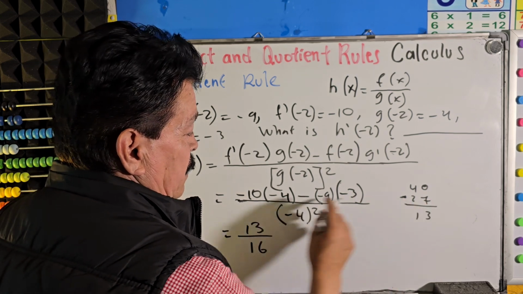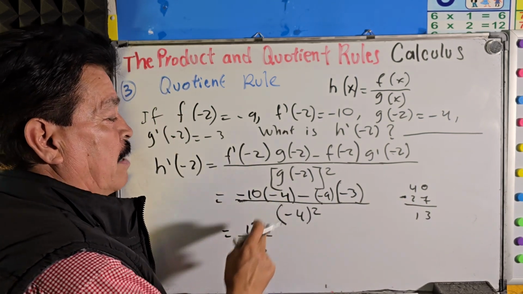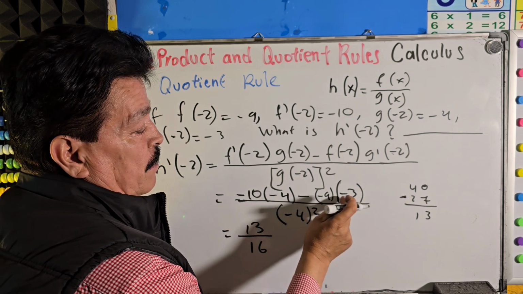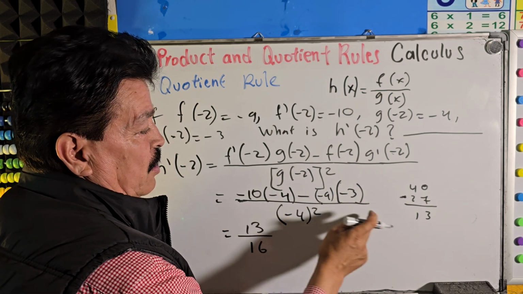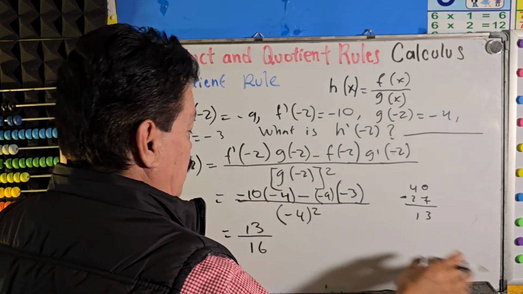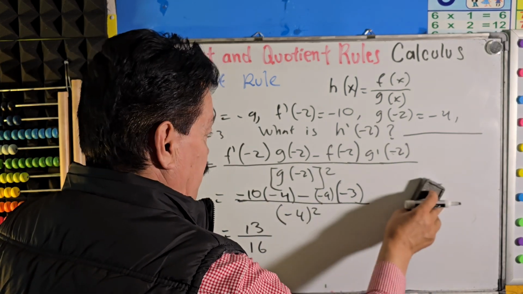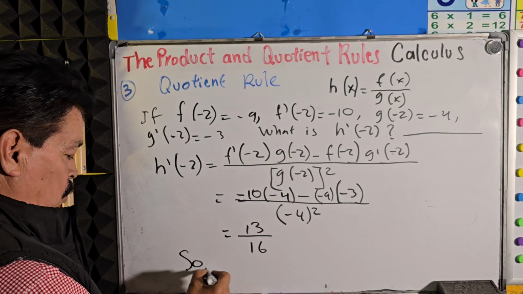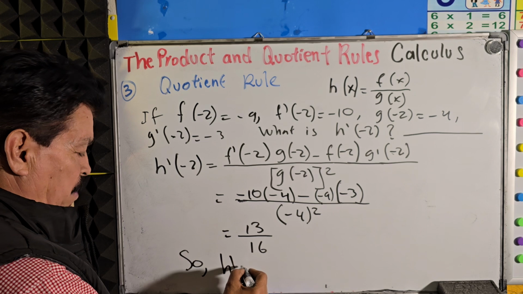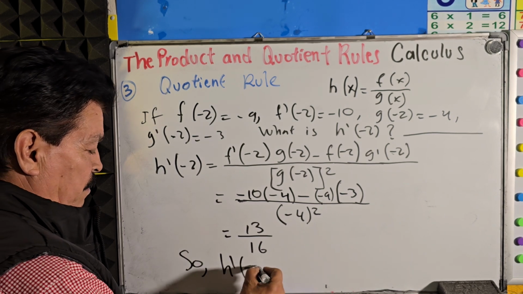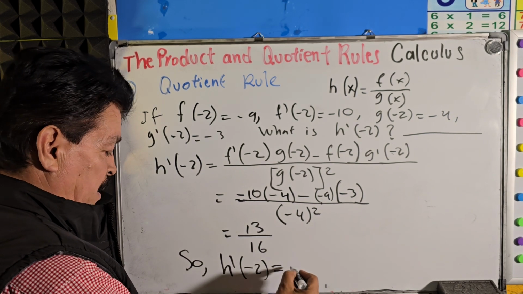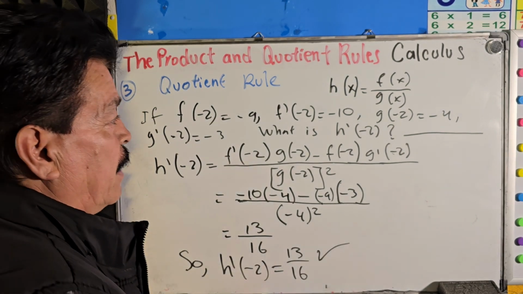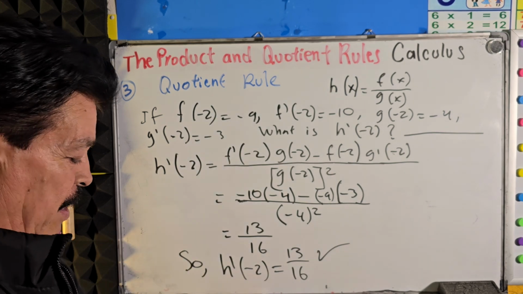All right. You know what is this? 10 times 4 is 40. Positive 40 minus these two, minus times negative is positive 27. Positive 27, but it's minus 27. So you subtract. This is the right answer. So our conclusion: h prime, or derivative of h of -2, equals 13 over 16. Okay, see it. That's the right answer.